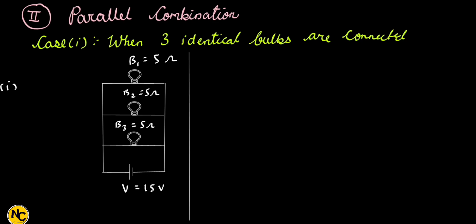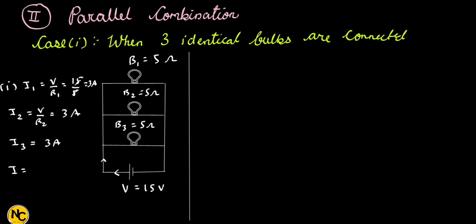So here we can say, first point, current from the bulb 1, I1 is equal to V upon R1. V is nothing but 15 upon 5, so we will get 3 ampere current. Similarly, I2 is equal to V upon R2, again 3 ampere current, and I3 is also 3 ampere. So total current is equal to I1 plus I2 plus I3, which is equal to 9 ampere.